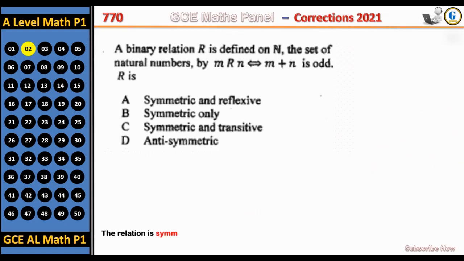So the key here is the relation is only symmetric. And why is it symmetric? It is symmetric because addition is commutative. For example, 2 plus 3 is 5 and 5 plus 3 is 2. So it is symmetric.